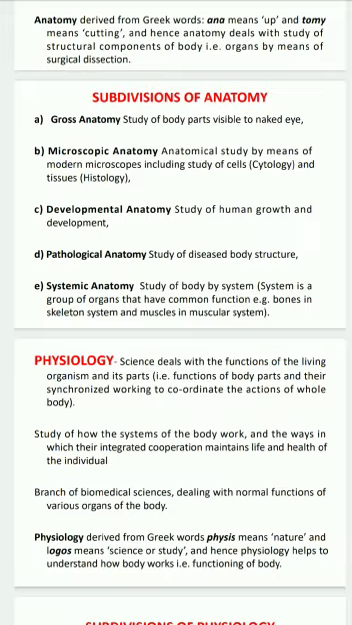Okay, now last is systemic anatomy, the study of the body by system. A system is a group of organs that have common functions. Example, bones in the skeletal system and muscles in the muscular system. That is known as systemic anatomy.